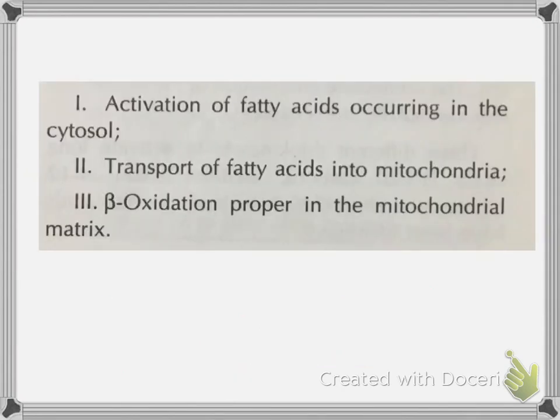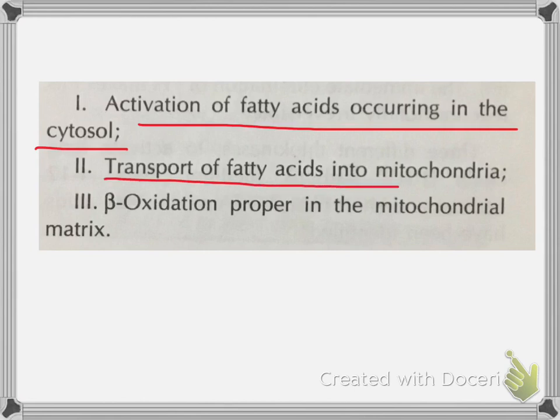The beta oxidation of fatty acid involves 3 steps. They are activation of fatty acids, which occurs in the cytosol; second, transport of fatty acid into mitochondria; and third, beta oxidation proper in the mitochondrial matrix. First one is the activation of fatty acid, which occurs in the cytosol. Second one is the transport of the activated fatty acid into mitochondria. And third one is the beta oxidation proper, which takes place in the mitochondrial matrix.